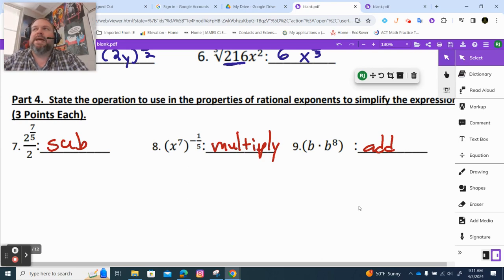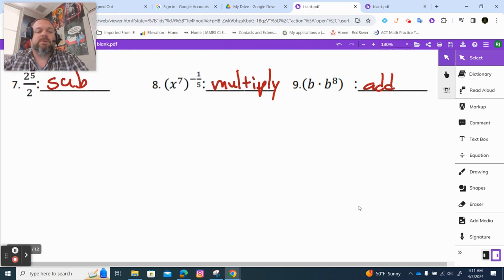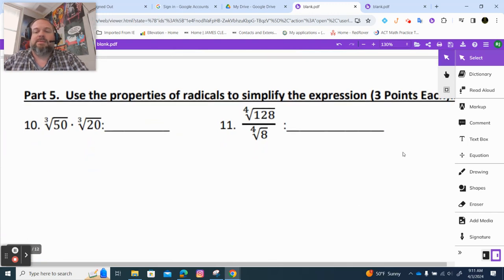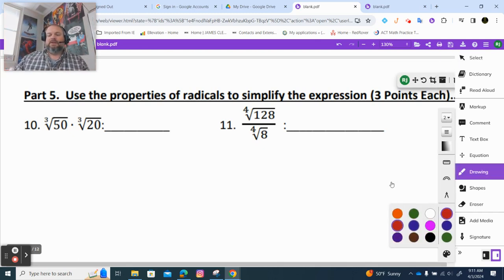All right, are we good through 9? Does everybody feel a little bit better about this section? I told you I was going to take care of it. So, some of y'all are like, you didn't fix this. This doesn't need to be fixed.